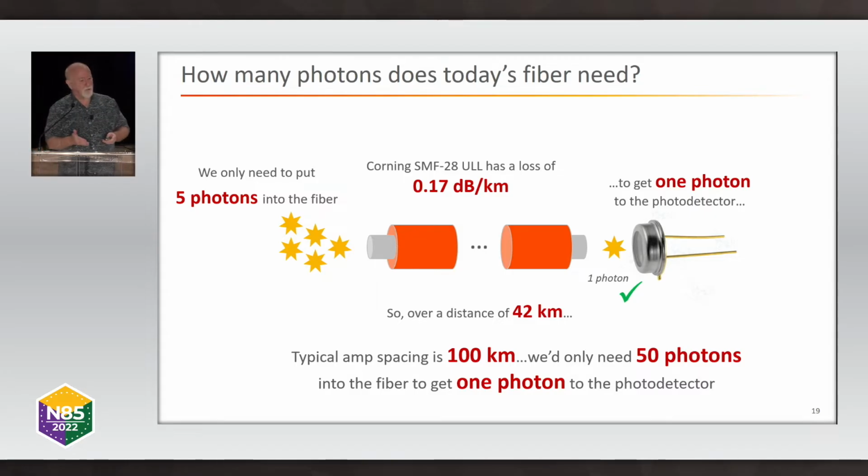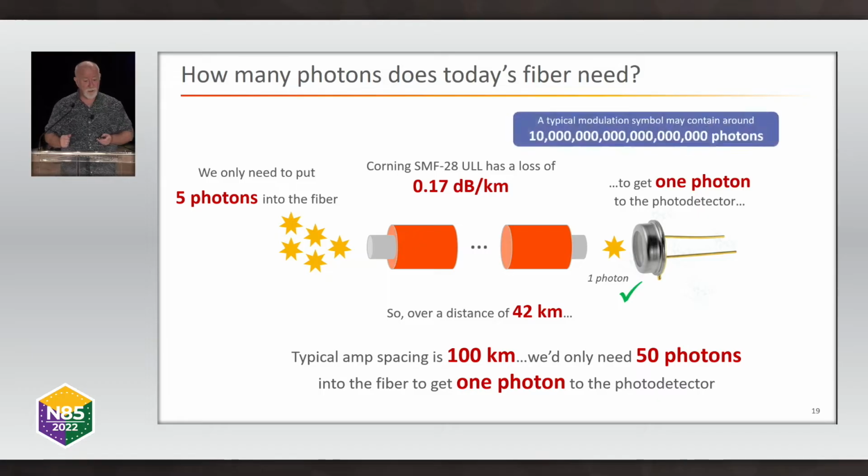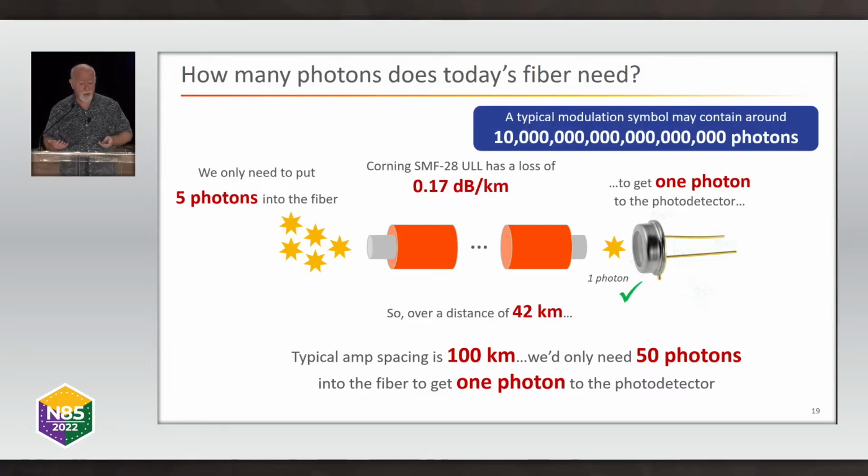So a typical amplifier spacing is 100 kilometers, and we'd only need 50 photons into the fiber to get one photon out the other end. Well, actually, what about the number of photons normally found in a modulation symbol that comes out of a transponder? It's about 10 to the power 18 photons that come out of a transponder when you send a modulation symbol. So this is really good news that optical fiber has this very, very low loss.